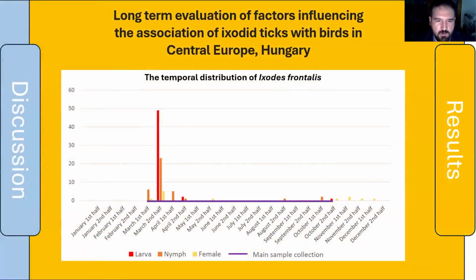We also conducted analysis of the temporal distribution of Ixodes frontalis, which is an ornithophilic tick species. However, in contrast to Haemaphysalis concinna, it is a tick that is very common in the winter months. Our sample collection started in March and ended at the end of October each year. Therefore, it is not surprising that we found the most Ixodes frontalis at the beginning of our sample collection, but from the winter months we had only sporadic data.